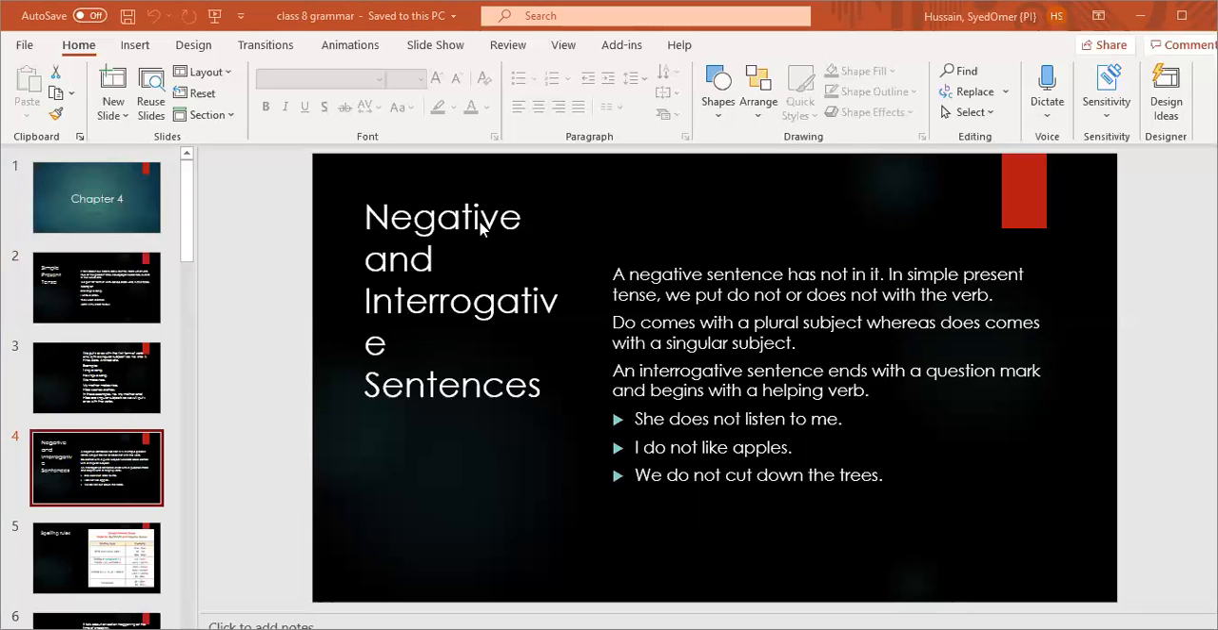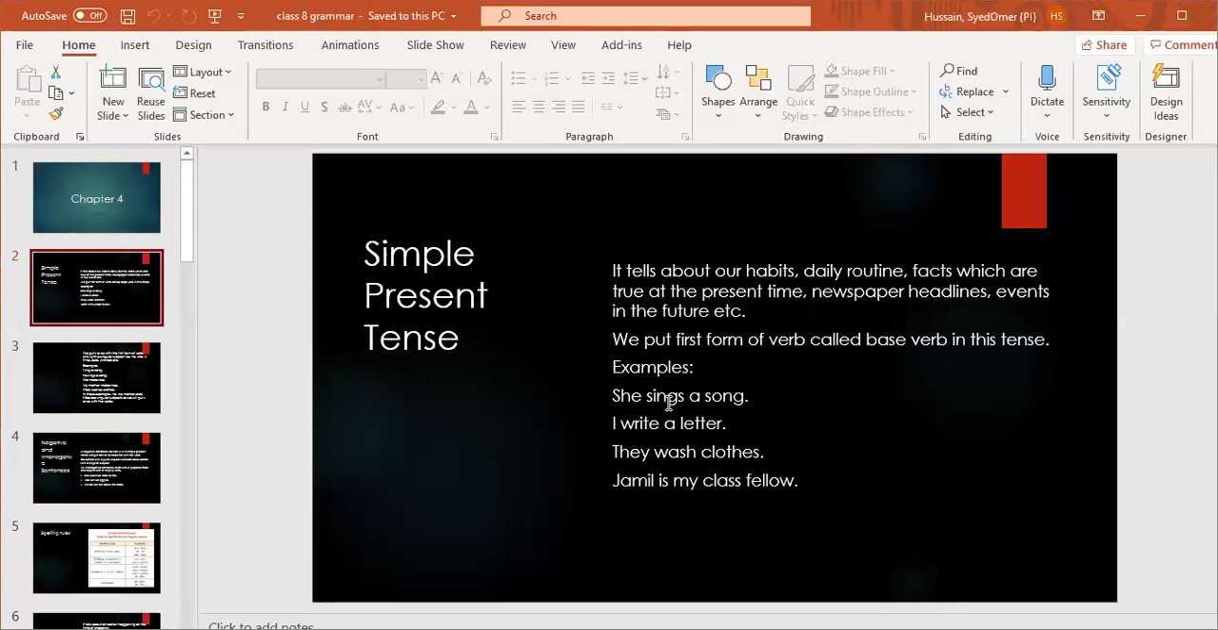Now, students, negative and interrogative sentences. Always remember that we cannot complete a negative or an interrogative sentence without a helping verb. It is extremely important to have a helping verb. So in some tenses, there is already a helping verb in the positive sentences. But in simple present tense, if you see this example, she sings a song. There is no helping verb in it.